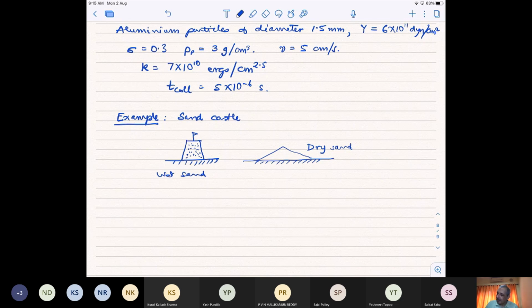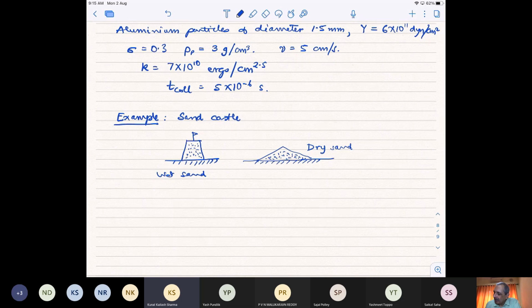So what is the difference? Why is it like this? What is happening? Can someone tell me? Sir, the addition of water is increasing the cohesive forces that can keep the, what we can say, the castle intact.